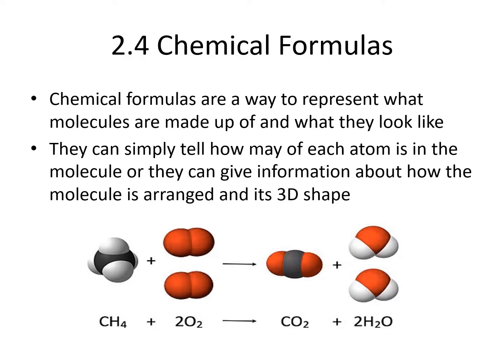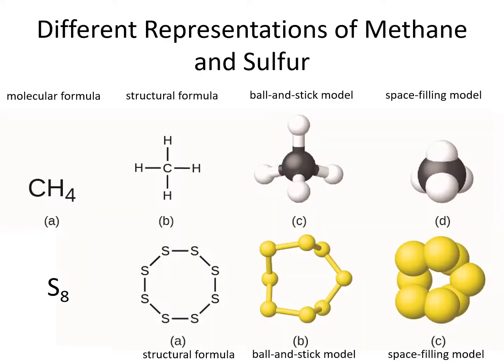Chemical formulas tell us how many of each element is in each molecule. Some types of chemical formulas can tell us more information, like the shape of the molecule. The simplest representation is with a molecular formula, which only tells us which elements are in the molecule and how many of each type of element is contained. For example, methane contains 1 carbon and 4 hydrogens.